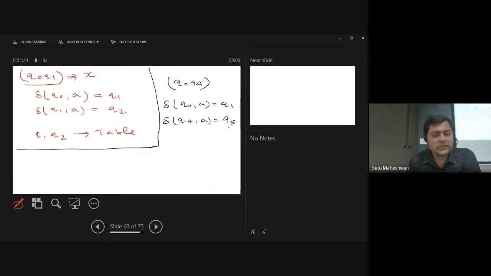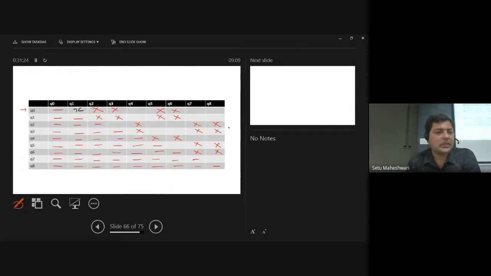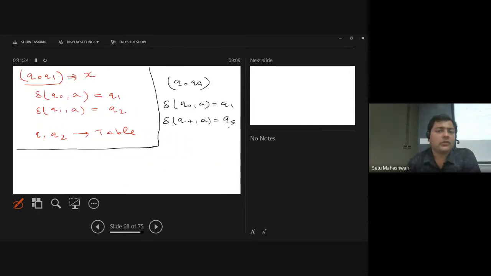Now go to the table which we have created just now and check it. Is Q1, Q5 a cross? Yes, of course. If it is a cross, that means you will move to the original entry and mark this entry as small x. Is that clear?